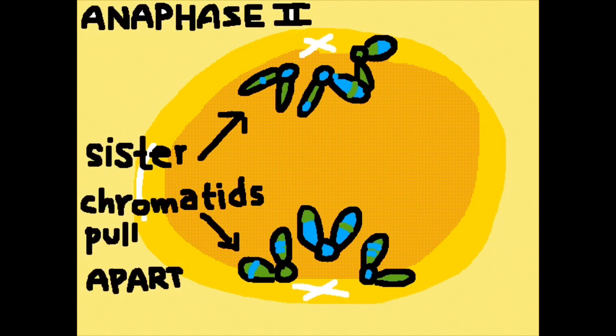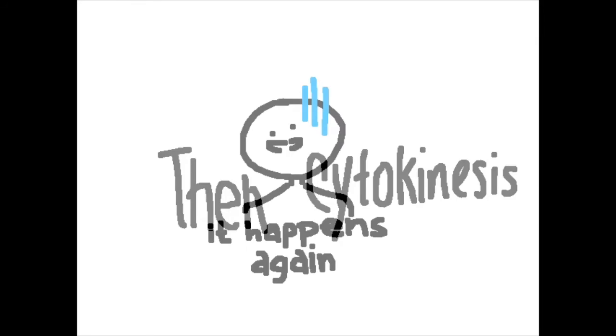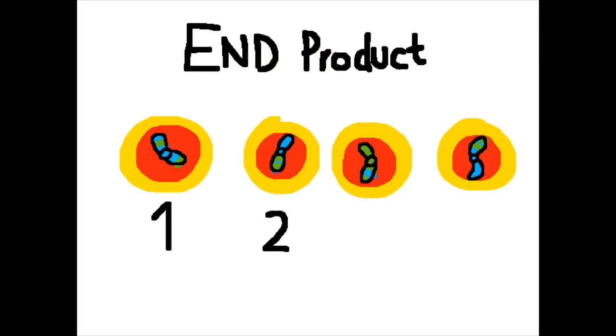However, during anaphase, the sister chromatids pull apart. Then telophase follows right after, and then cytokinesis, which happens again. But then we're left with 4 unique haploids.